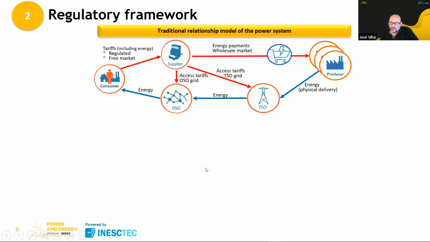So if we look at the traditional relationship model, we have the consumers that buy the energy from the suppliers, that in turn buy the energy in the wholesale market from the producers. And in this payment are also included the tariffs that go to the transmission system operator and to the distribution system operator. The transmission system operator transports the energy, and the distribution system operator distributes the energy to the final consumers.